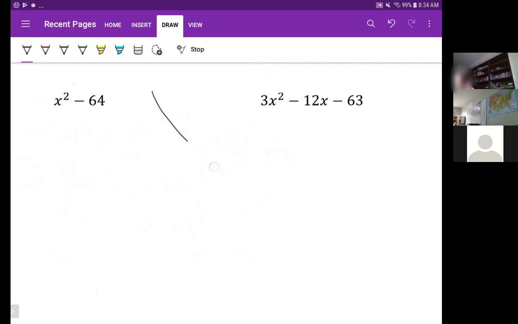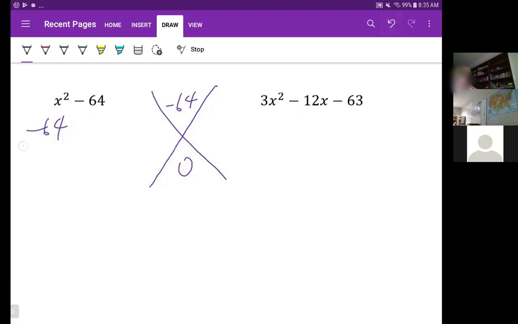Okay, so you have negative 64 goes on top here. You'll notice over here, you have this negative 12 of the X, but over here, there's no X by itself, right? So there's no X by itself, so you put a 0 there. So factors of negative 64.